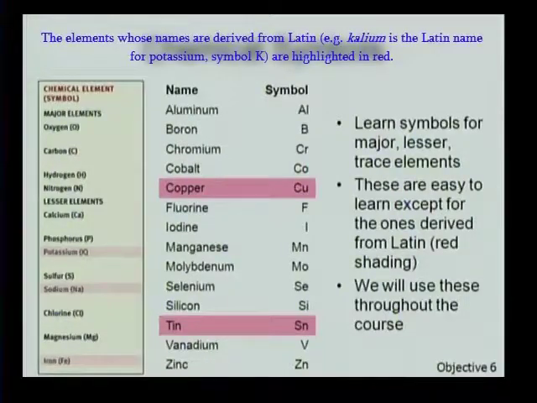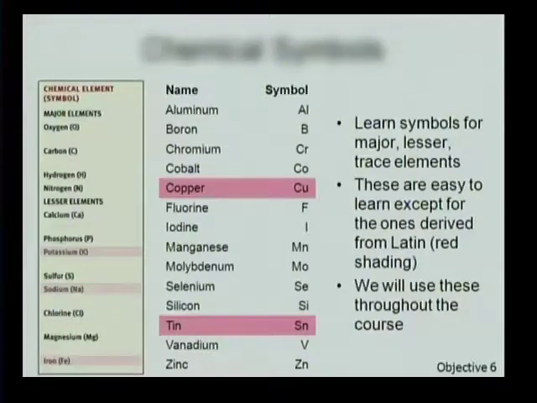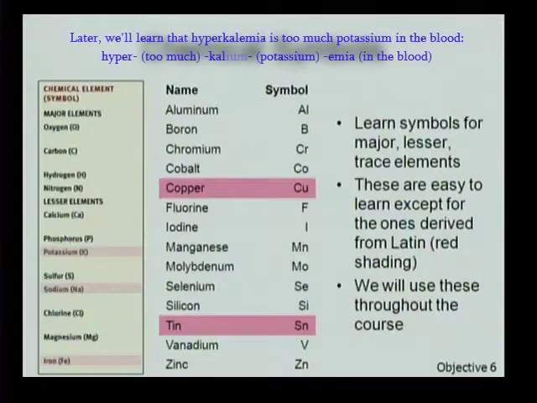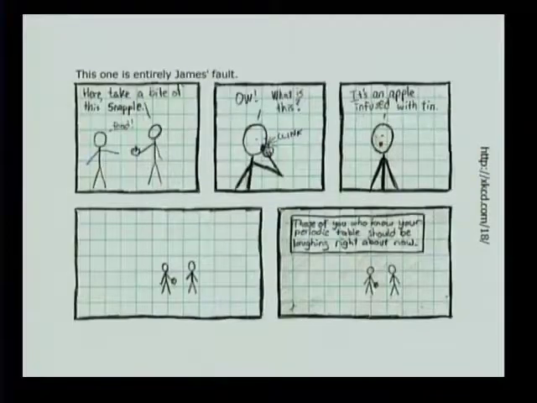It's a little more difficult to learn the ones that are derived from Latin, and we've shaded those in red, not just on the left-hand side of the slide, but also in the center here. For example, we have potassium, which the Latin name for was kalium, so that's how we got K, or sodium, natrium, which is where Na comes from, or iron, Fe, from ferrum. Copper, cuprium, is Cu, and tin, stannum, is Sn.